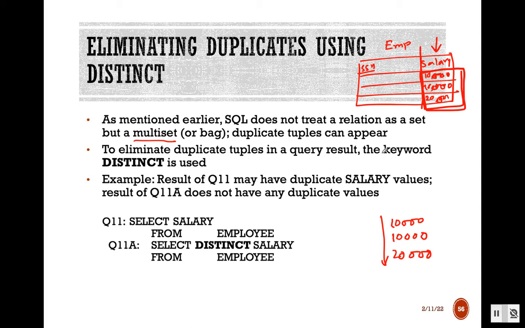Now if I want to know all the unique values for a specific attribute, we can do that, but we have to use the keyword distinct. If I write select distinct salary from employee, it is going to give me all the unique values of salary, and it will look like this. This eliminates the duplicate values and gives me all the unique values for that attribute.